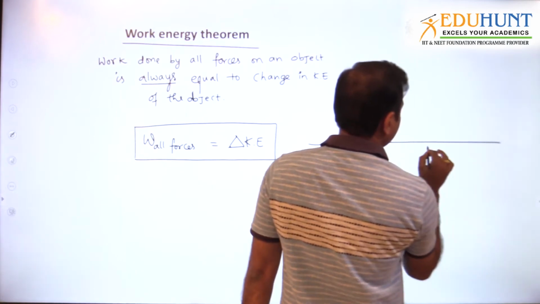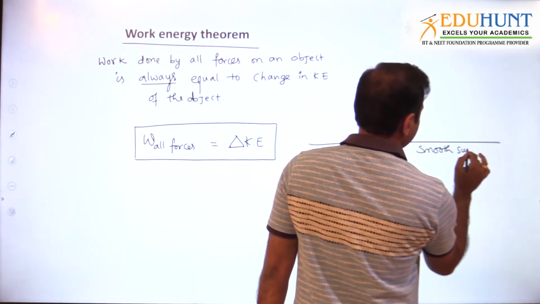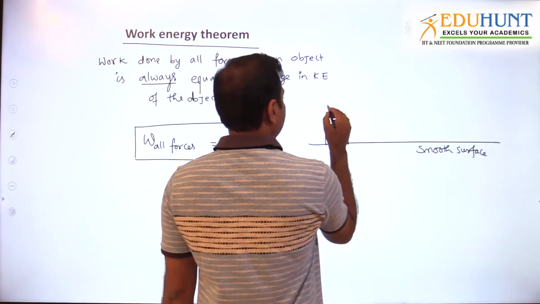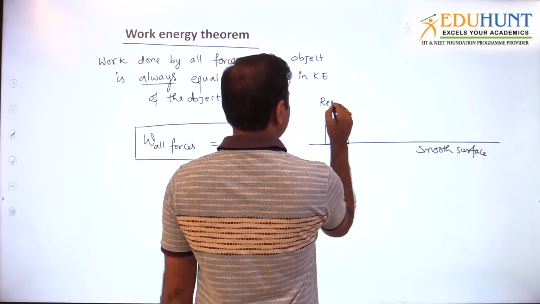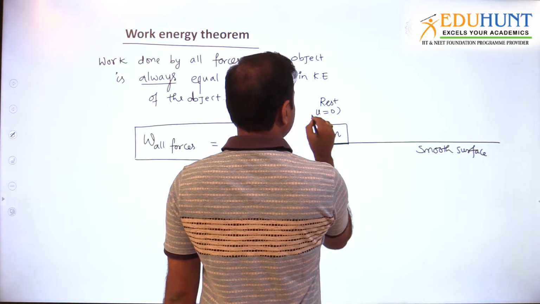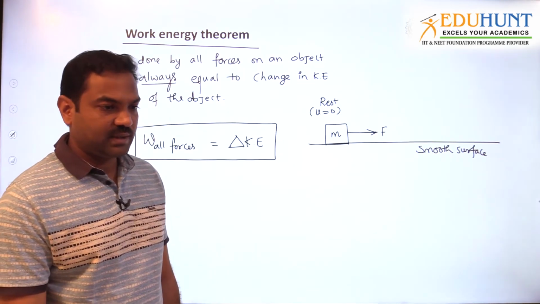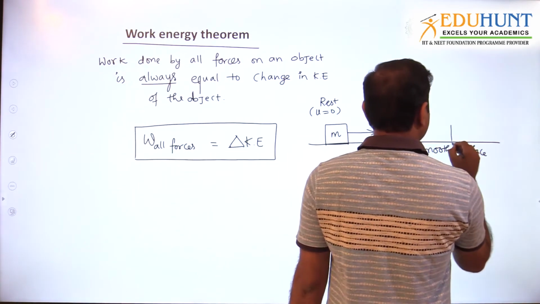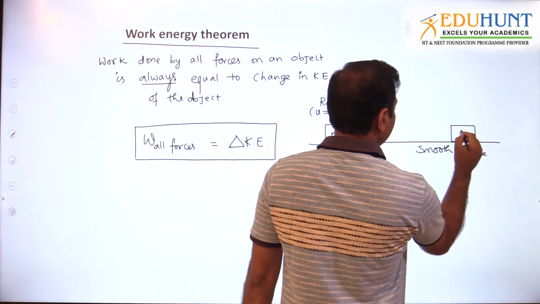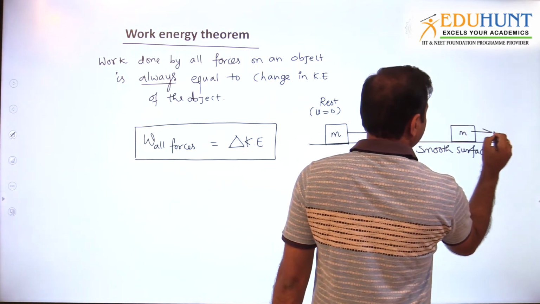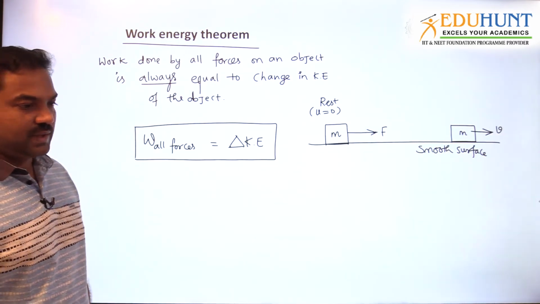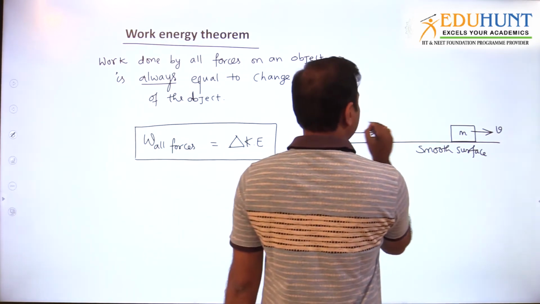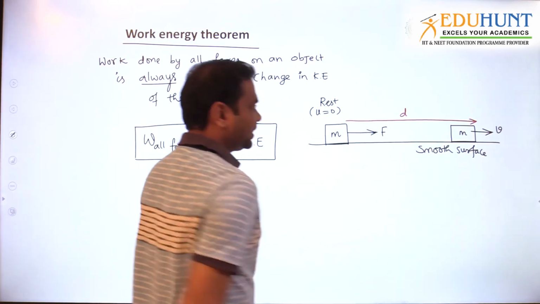Let us see. I am taking one smooth surface. I am keeping one object of mass m. Now initially it is starting from rest. Means what is the initial velocity? 0. I am applying the force F on the object. So what will happen? Block will accelerate. Am I right? So block will go to some other place from here to here. Block has gone, and block will achieve the velocity v. Now let us see whether work energy theorem is valid or not. Displacement of the object I am taking as d.